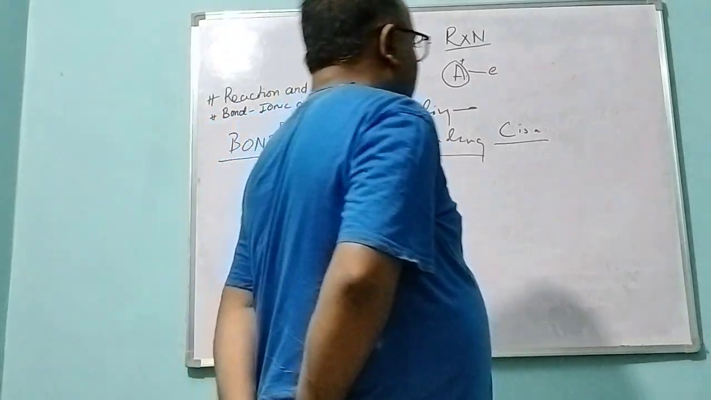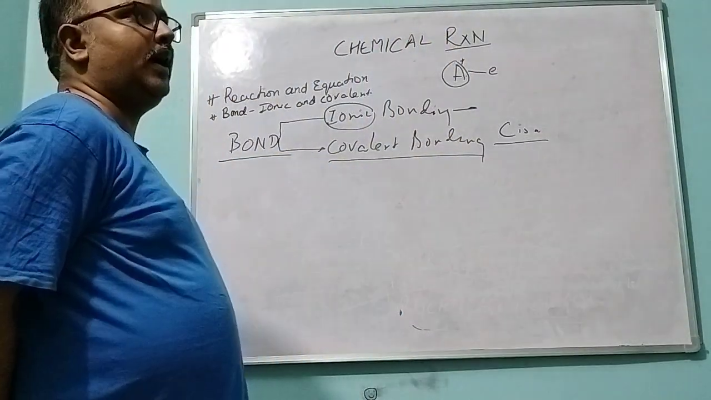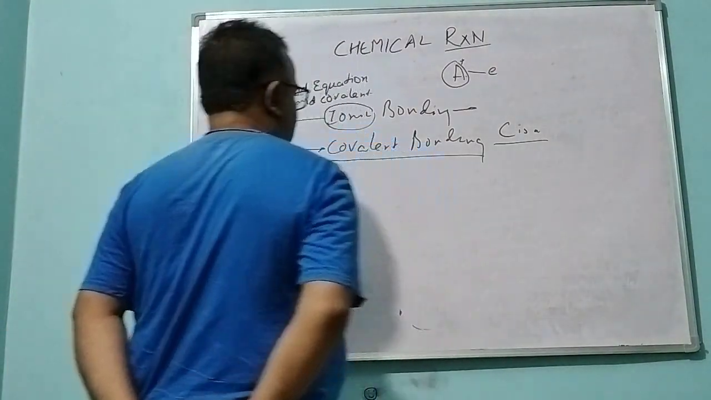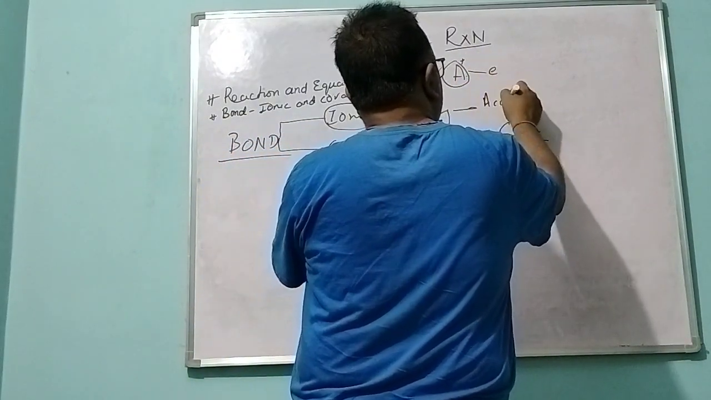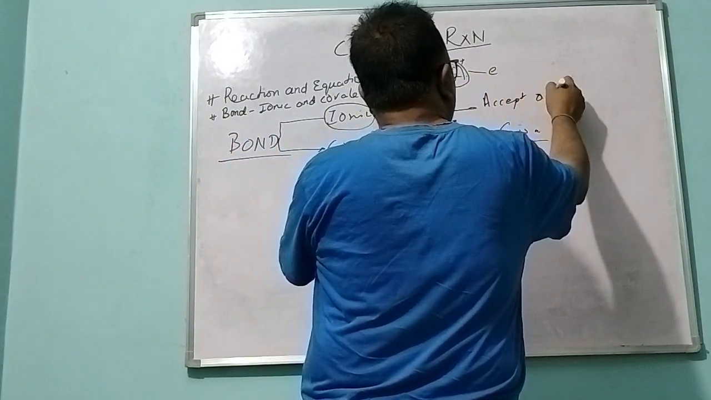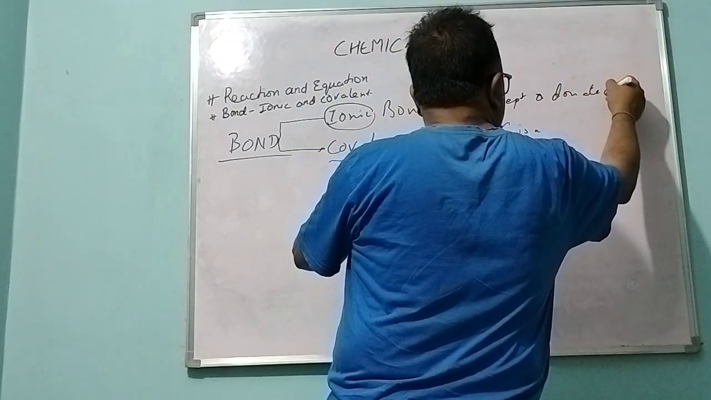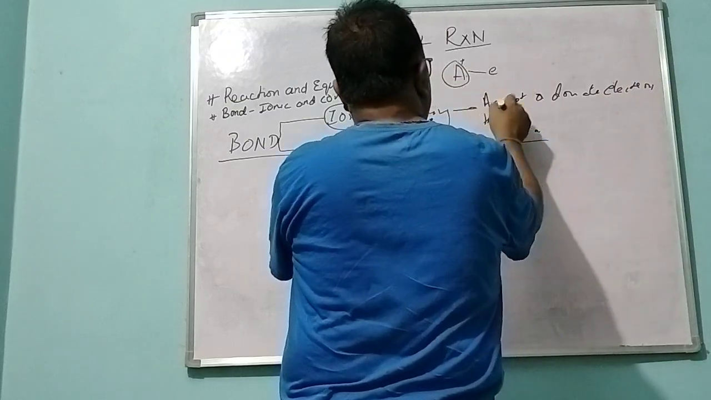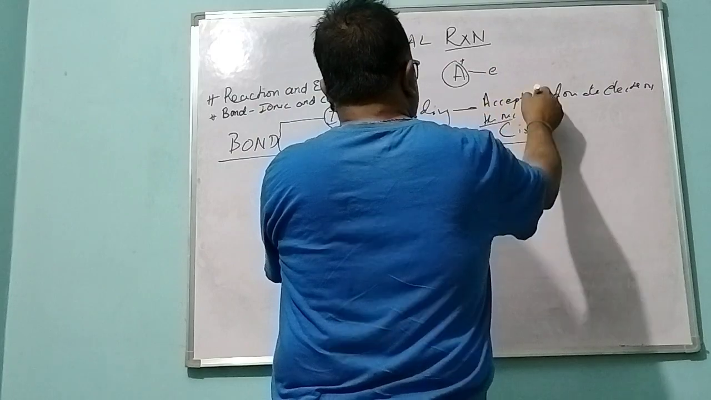That is the reason why we have to share the electrons between two carbon atoms or one carbon and one hydrogen atom. However, as in the case of ionic bonding, even if we accept or donate electrons, the nucleus is able to sustain it.